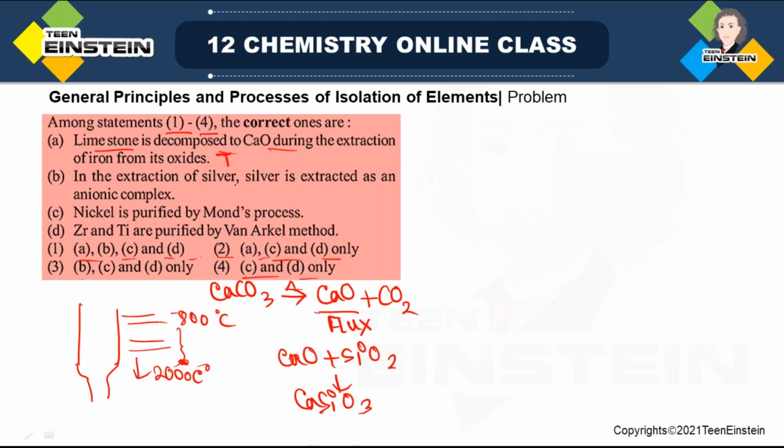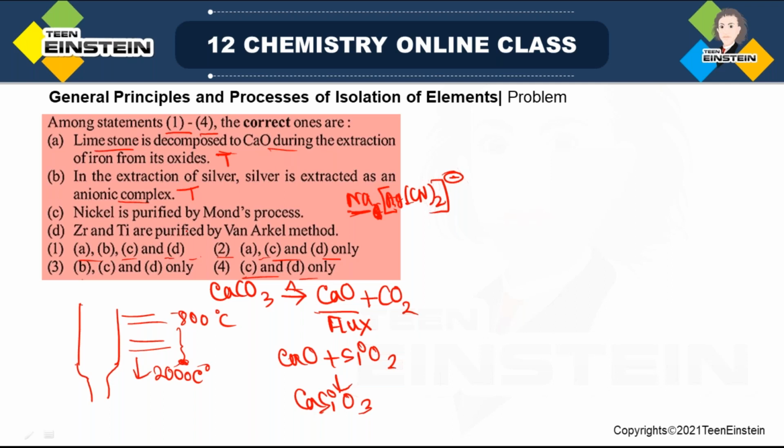Next statement: in the extraction of silver, silver is extracted as an anionic complex. Remember, in the extraction of silver we have seen this type of complex formation. A complex may be of different types, it may be anionic, it may be cationic. If you remove this sodium, there is a negative charge. That means it is an anionic complex. So this is also true.